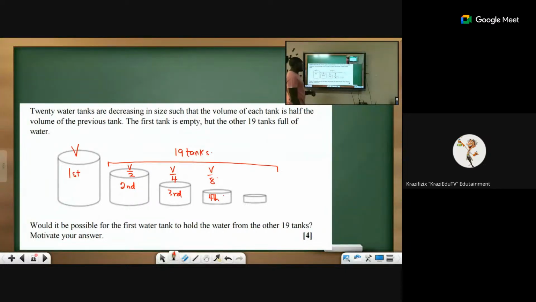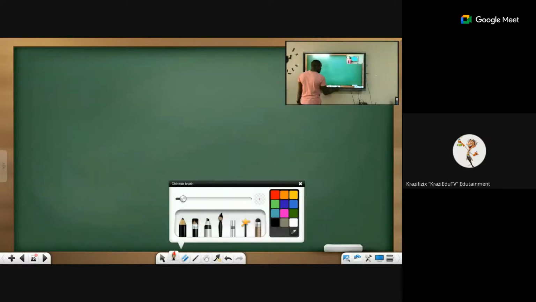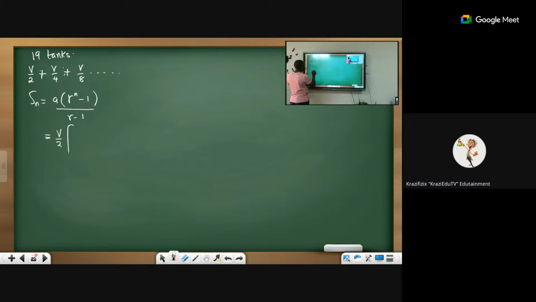Oh, let's go check. All right, 19 tanks now. What is the first one? V over 2. Next one, V over 4. Okay, we're going to add because we are pouring the water. 19 tanks. Since we're adding, Sn will be equal to what? A times r to the power n minus 1 over what? Let's see. What is my A? First time, we said V over 2. Use a double bracket because my ratio is half.